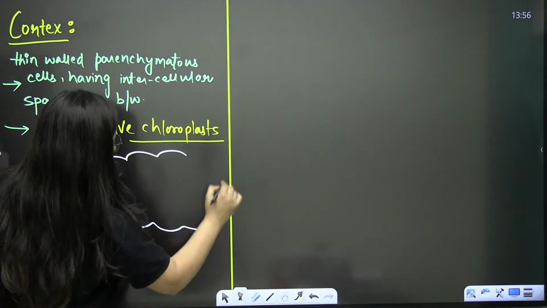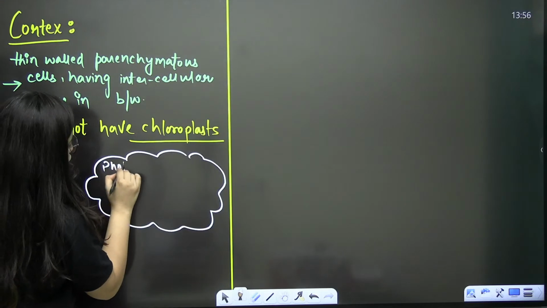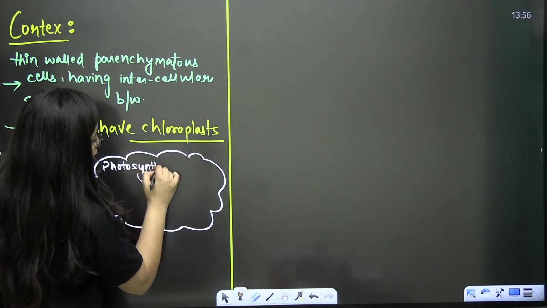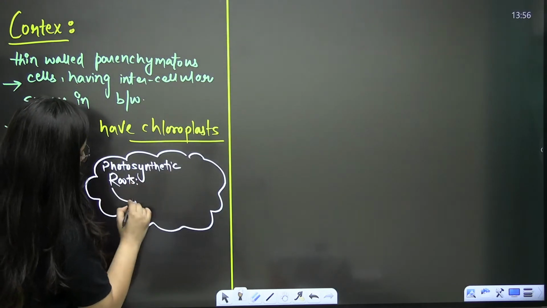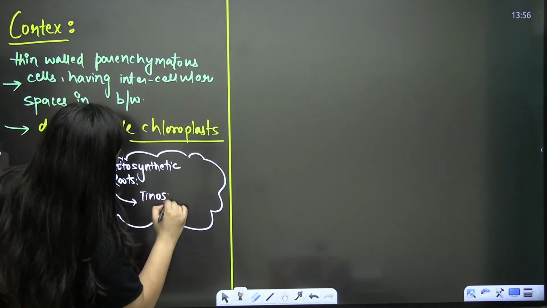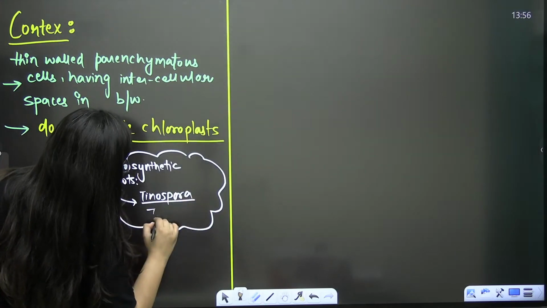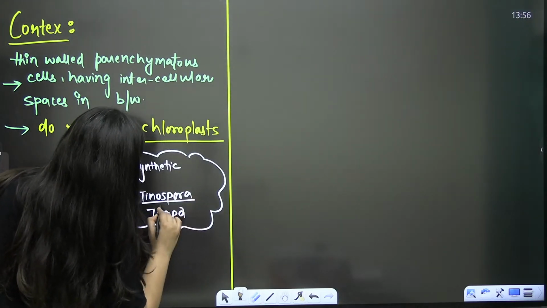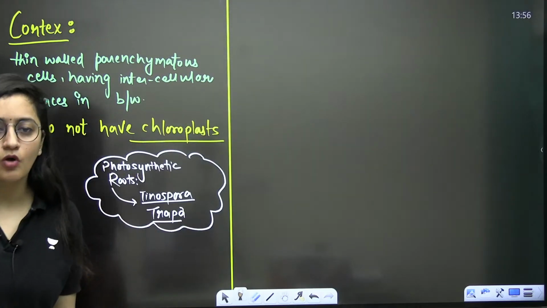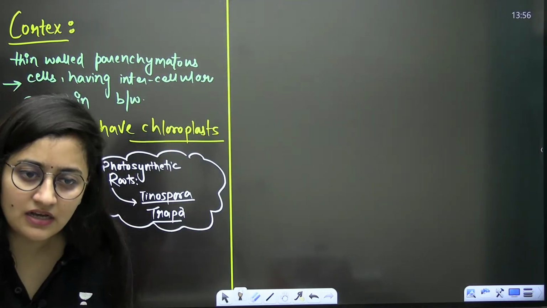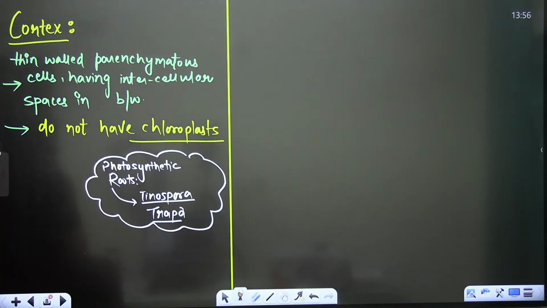Do you know that we have some photosynthetic roots also? Even in the morphology, this example is given. Photosynthetic roots are also there. That is Ctenospora and Trapa. They are the examples where roots are photosynthetic. So if roots are photosynthetic, then obviously the cortex will contain the chloroplast. Is it clear? Yes or no?